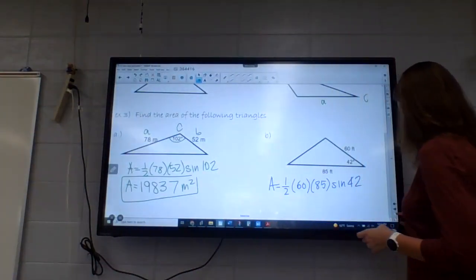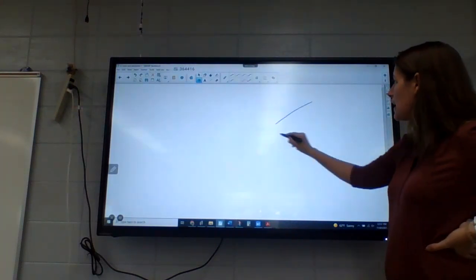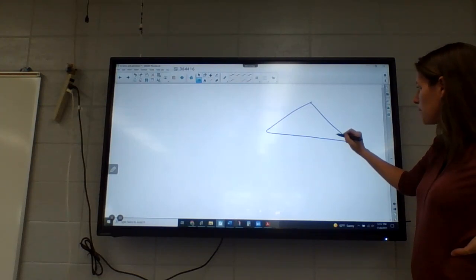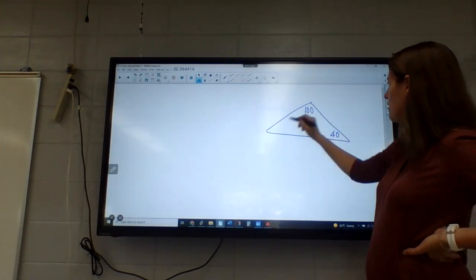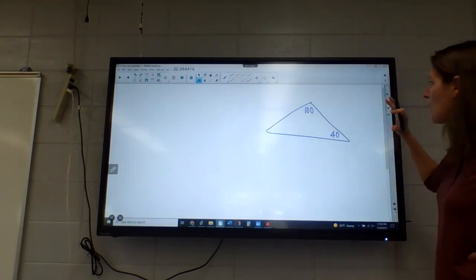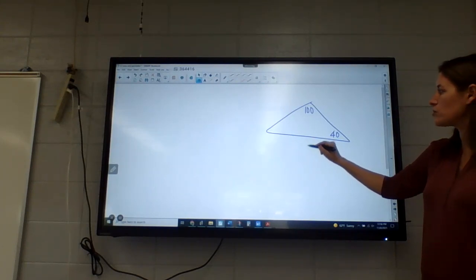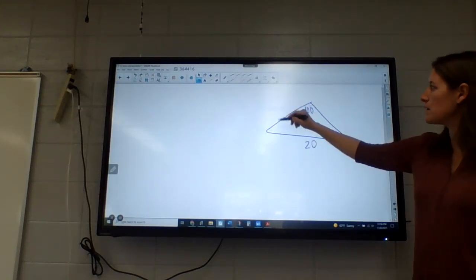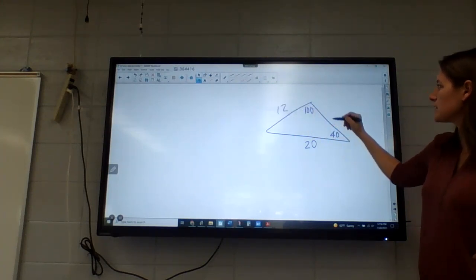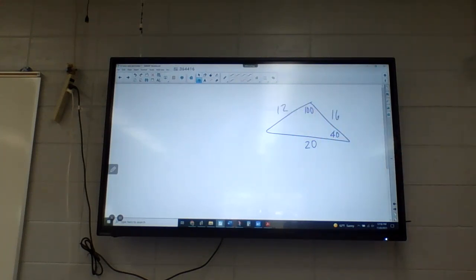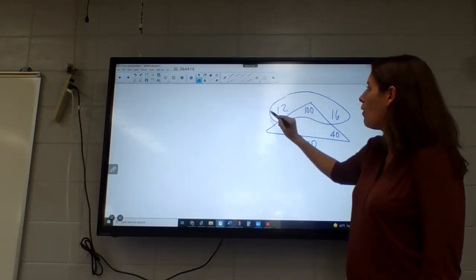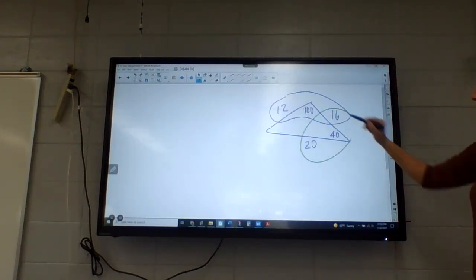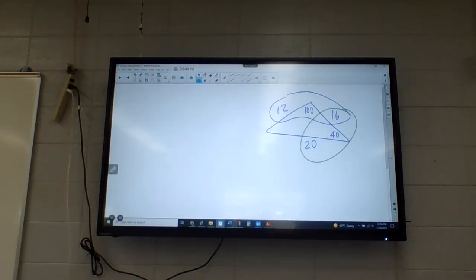So let me just show real quick. I don't know if these numbers will make sense, but if they gave me 40 and then 100 here, if this was 20, and this was 12, and this is 16, we'd want to use side angle side. So we want to either use these three, or these three. Does that make sense? So you want to use the angle and then the two sides that are around it.